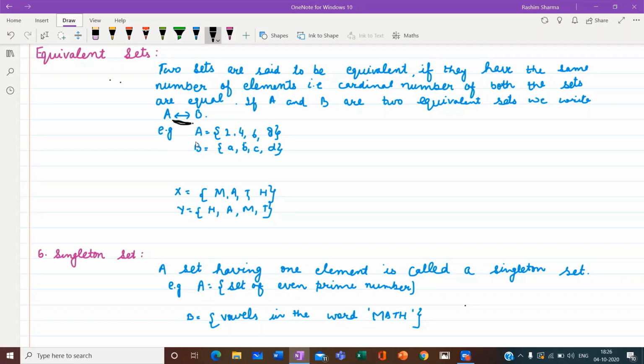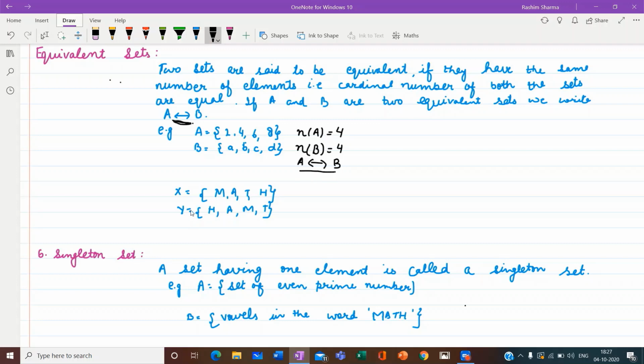Now let us take an example. Set A has elements 2, 4, 6, 8. So what will be the cardinal number of set A? That is 4. Now B is another set with elements A, B, C, D. Now the cardinal number of set B is equal to 4. Now we can see both the sets have different elements, but the count of elements, that is the cardinal number, is the same in both. So we will say that set A is equivalent to set B.